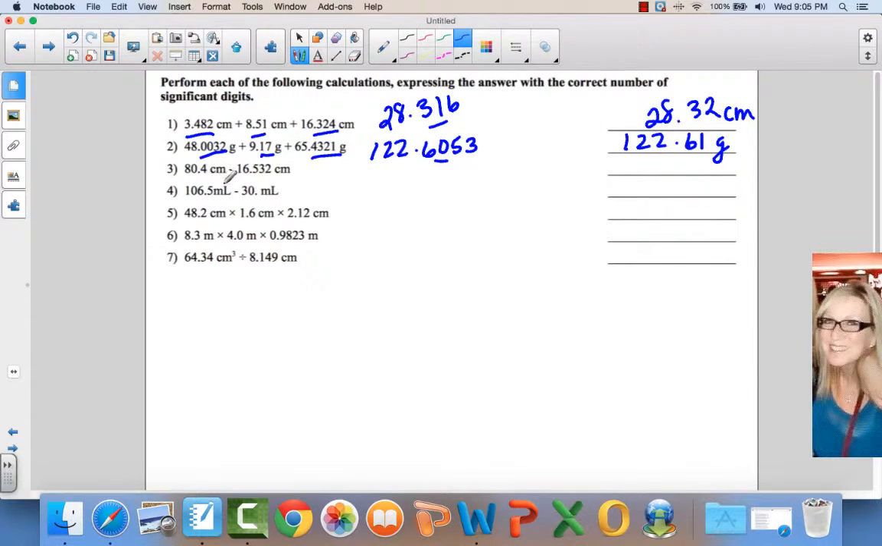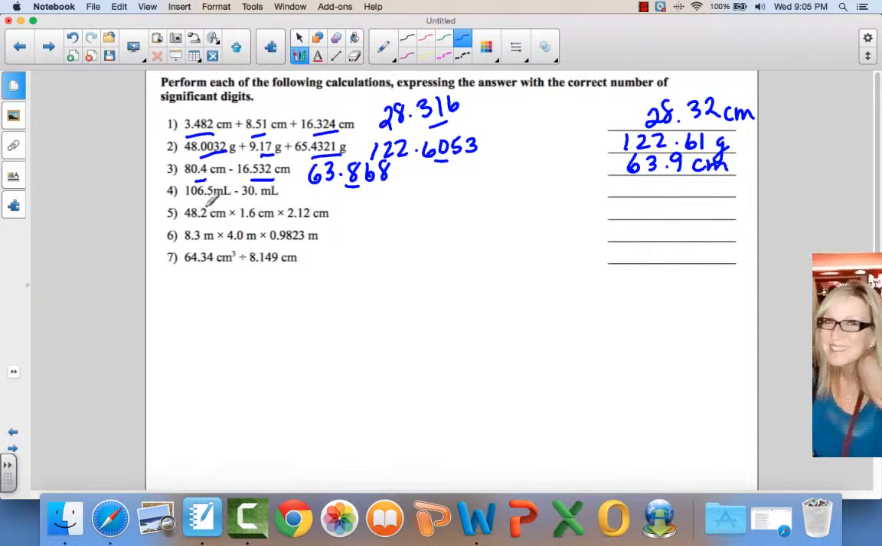Subtracting. So again, add and subtract least number of decimal places, tenths place, thousandths. Answer is going to be to the tenths place, 80.4 minus 16.532. And I get 63.868. So that would be the tenths. Rounding rules apply. So 63.9 centimeters.